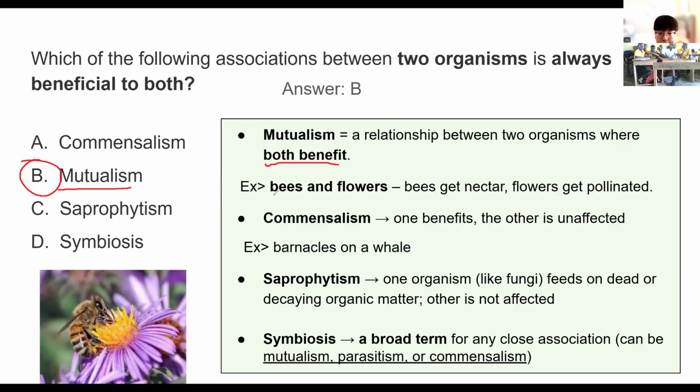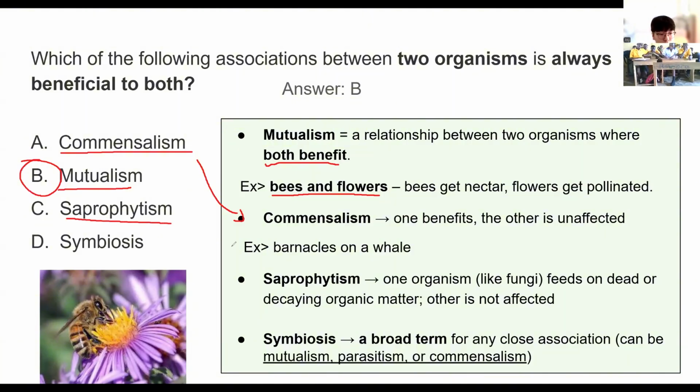An example is bees and flowers, because bees get the nectar from the flowers and the flowers get pollinated by the bees. Commensalism, option A, is when one benefits while the other is unaffected, like barnacles on a whale. The barnacles benefit from the whale, but the whale doesn't actually benefit from the barnacles.